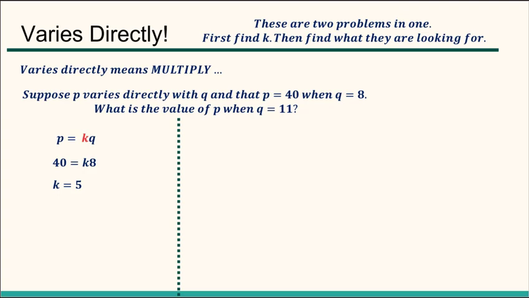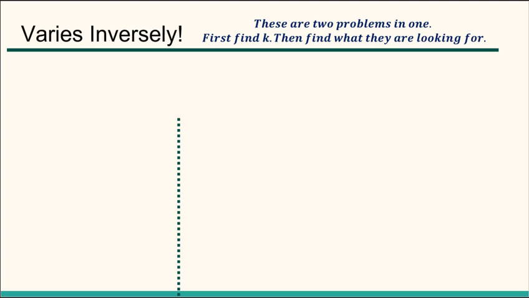Now, the second part. Write the equation. We now know what k is. That's our constant. So P equals 5 times Q. Now, we just plug in 11 for Q. Bam. P equals 5 times 11. Bam. P equals 55. Circle it. We're done with that one.